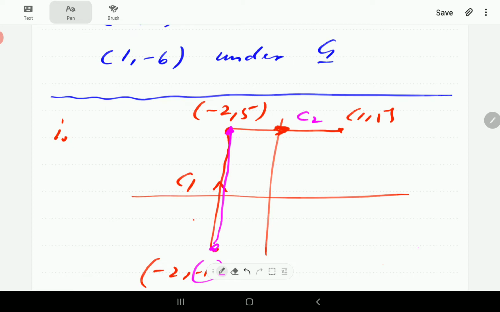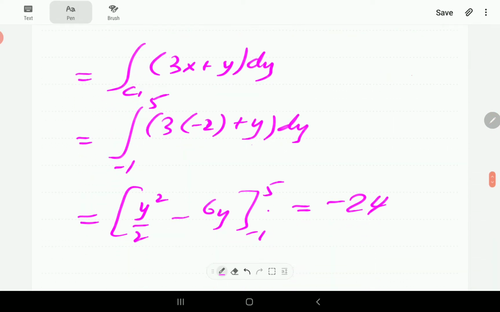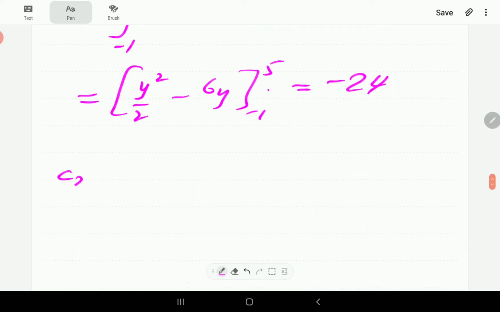Then now we need to work out this segment from -2, 5 to 1, 5, which we've called C2. So along that one, y is equal to 5. If y is equal to 5, then dy is 0 if we differentiate on both sides.